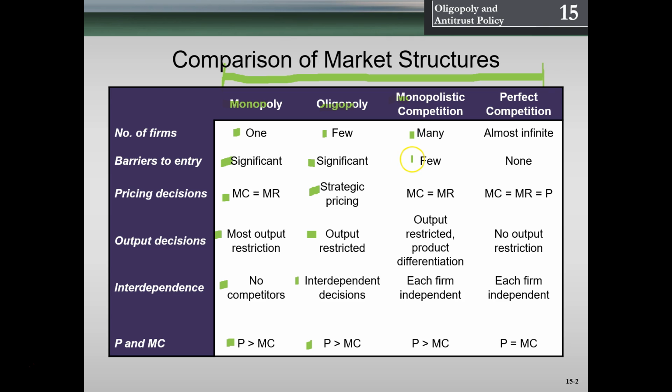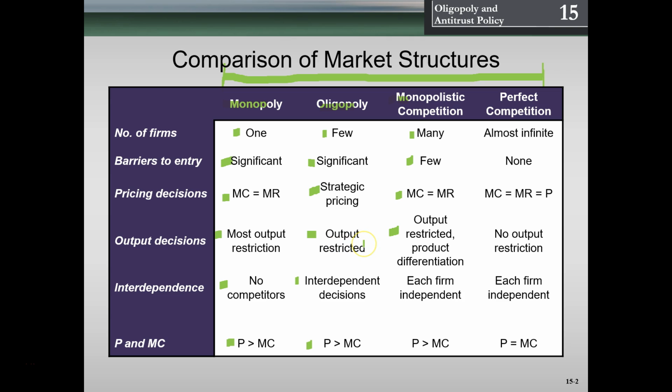Barriers to entry, there are few of them. And note there's always going to be some barriers to entry, so it's just a matter of how many are in there. In monopolistic competition, there are going to be more firms and fewer barriers to entry, which is one reason why there are more firms in there. And when we are making decisions for ourselves and not considering the other individual, like in an oligopoly, we will be producing where marginal cost equals marginal revenue.